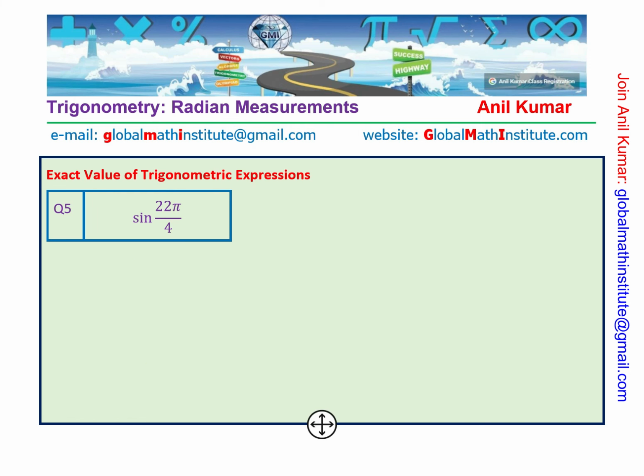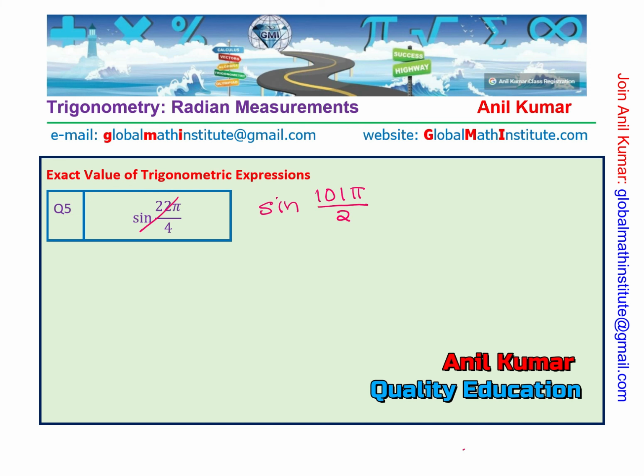Next example, question number 6. Change this to sine 101 pi by 2. So 101 pi by 2 means what?